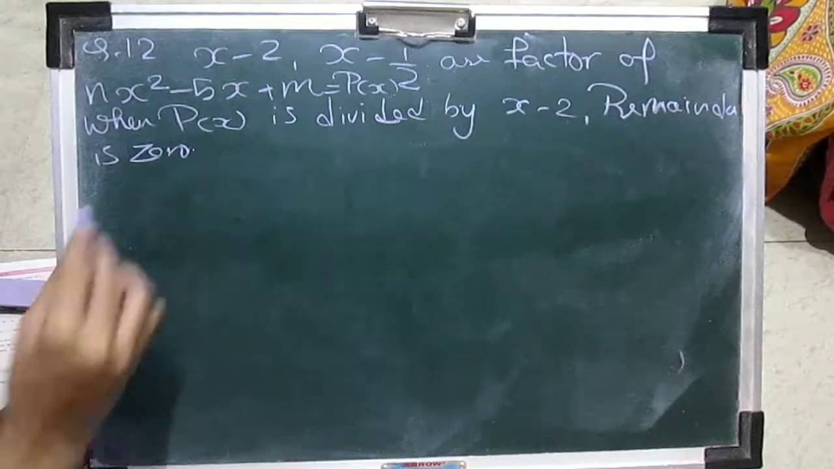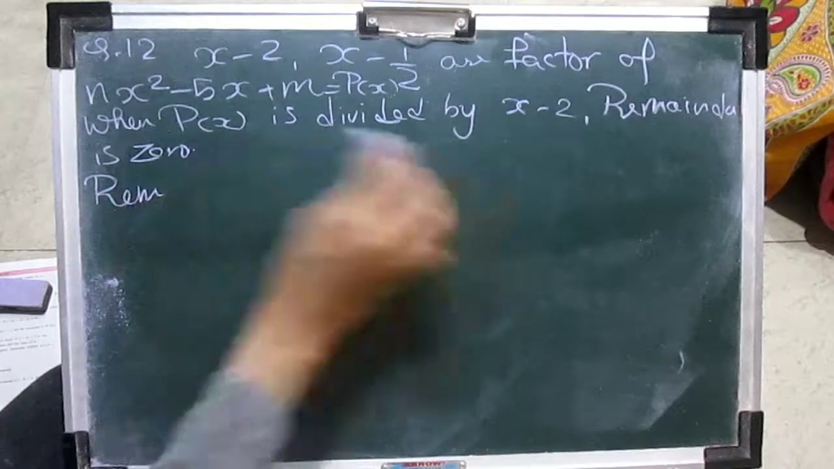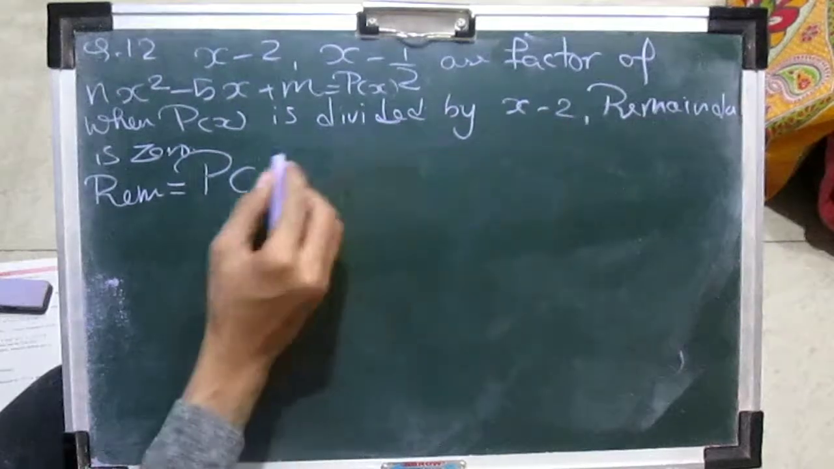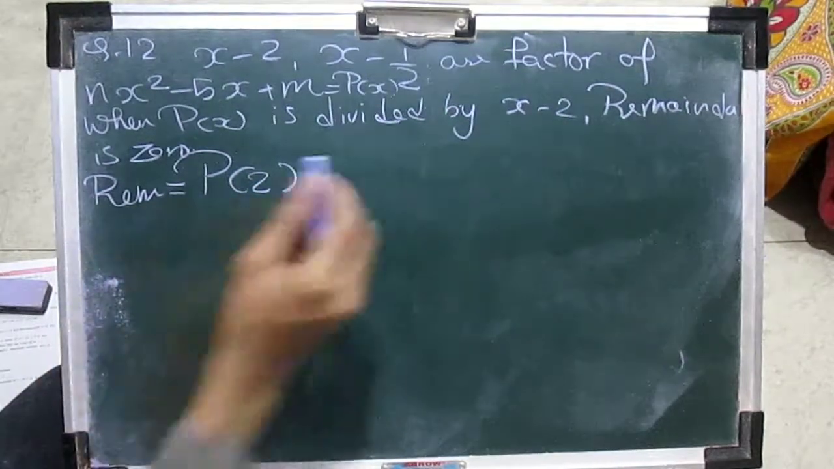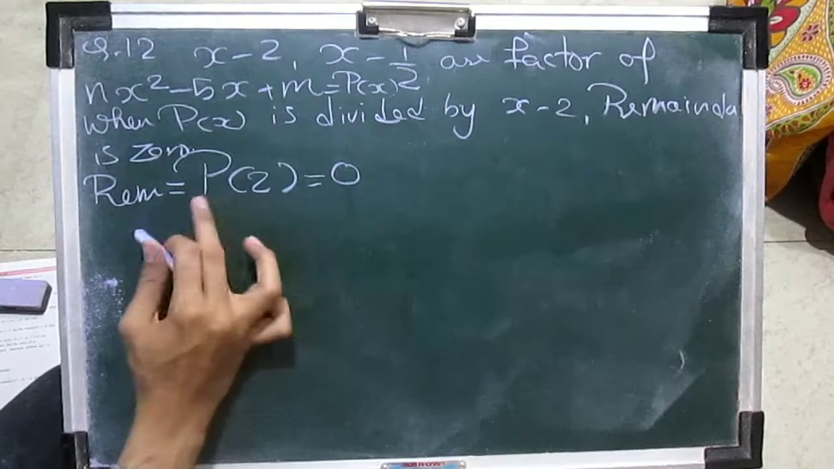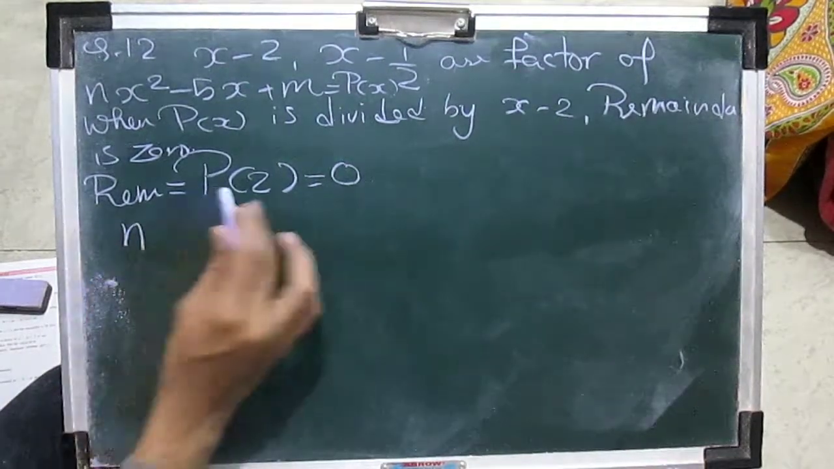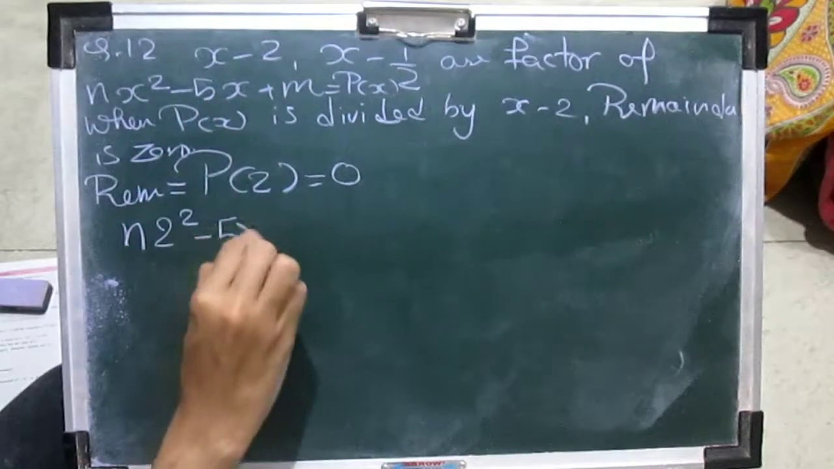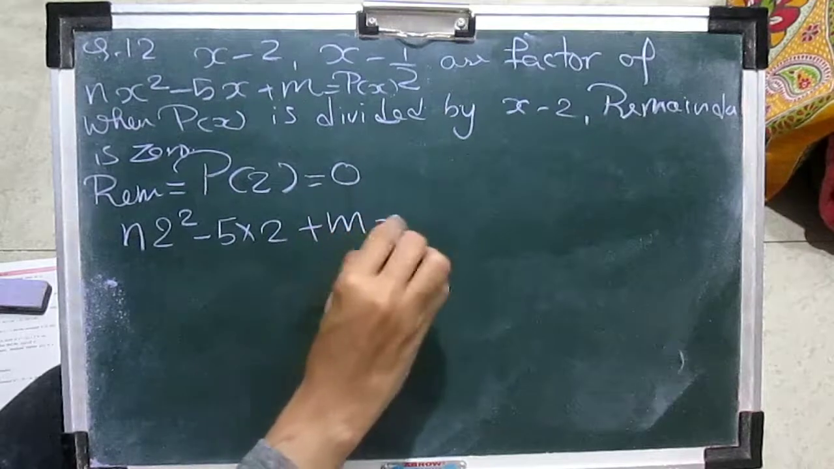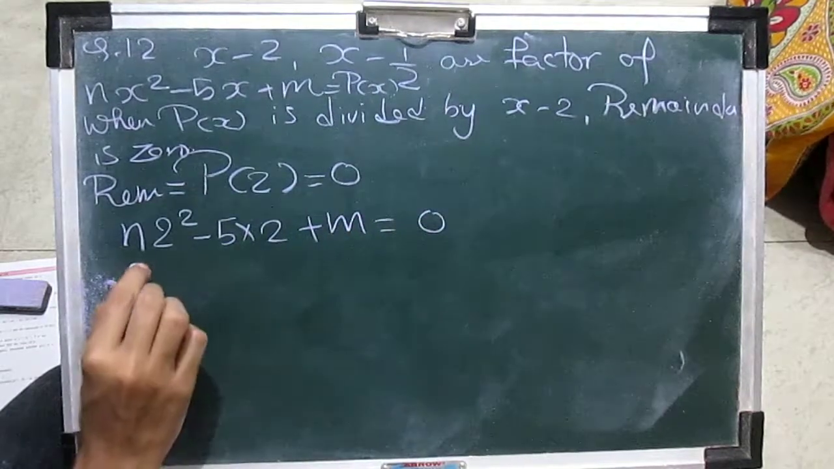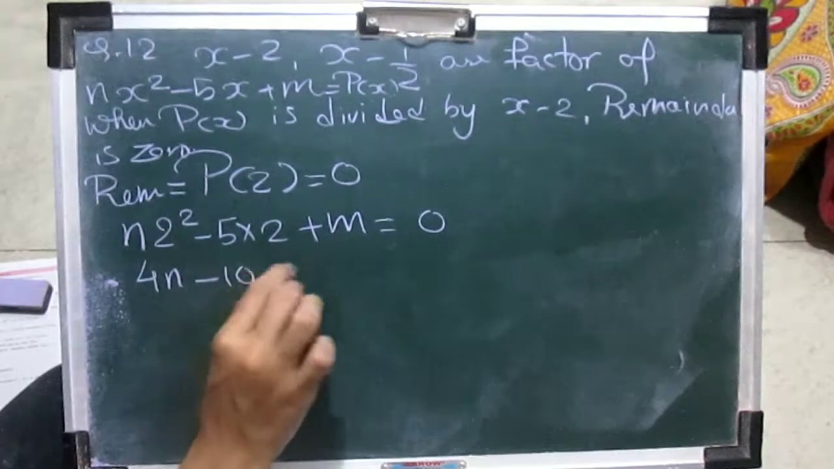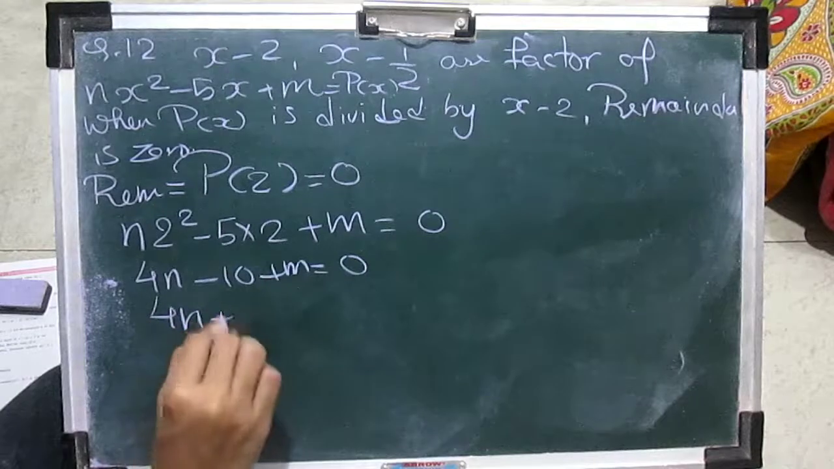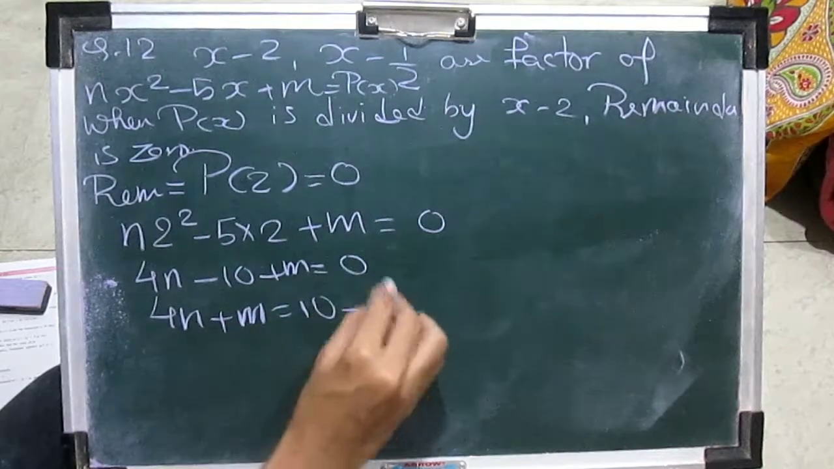So what is my remainder? Since it is a factor, we can say this, right? So remainder is nothing but the value of the polynomial we divided by x minus 2 at the point 2. Correct? So this should be 0. Let's see, p of 2 is what? On the place of x, I am supposed to write 2. So it is n times 2 square minus 5 times 2 plus m is equal to 0. Correct? So it is 4n minus 10 plus m is equal to 0. So it is 4n plus m is equal to 10. Suppose this is my first equation.